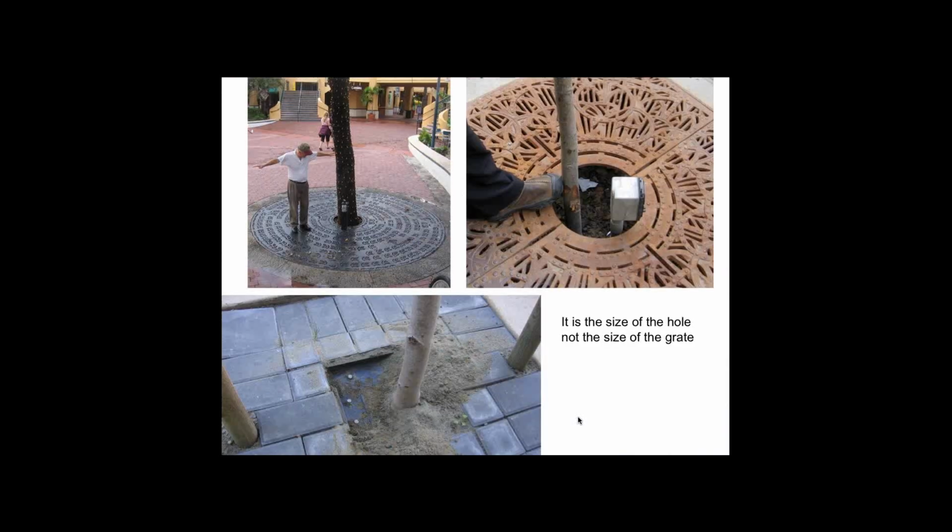So the size of the grate isn't really the problem. Making the tree grate bigger doesn't solve the problem. It's the size of the hole that comes out of the grate, or the construction of that hole. So in this one where the pavers are coming up, this piece of plastic edging, which you can't see because of the pavers and the sand on top, is going to damage that trunk as those trees are growing into it.